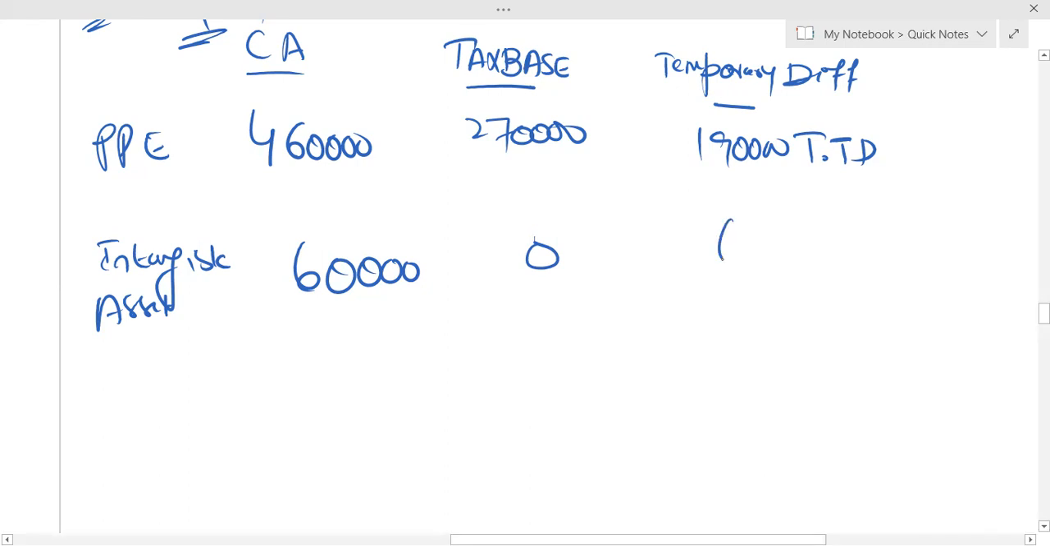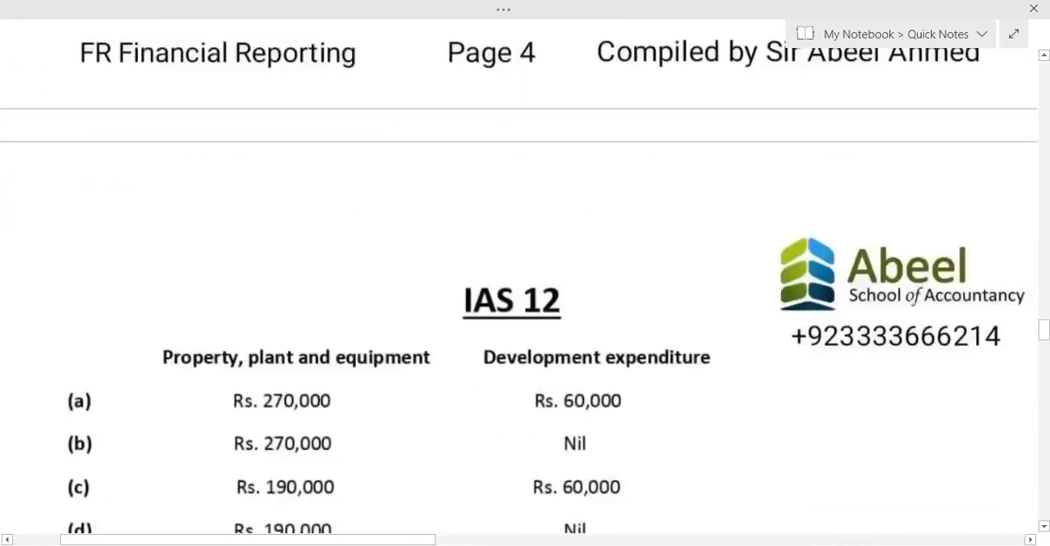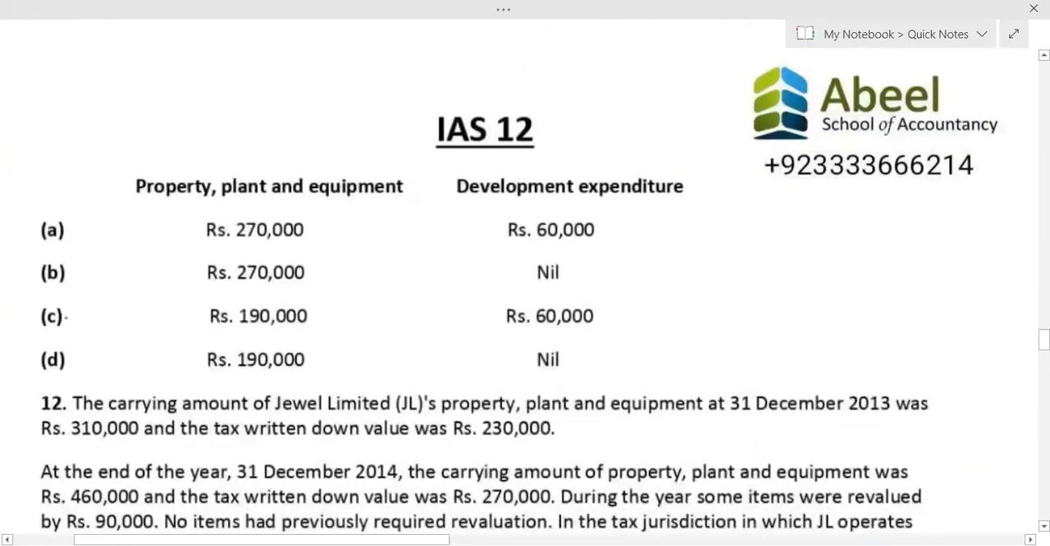So relating to R&D, there's a taxable temporary difference of 60,000. Relating to property, plant and equipment, the taxable temporary difference is 190, and relating to R&D, it is 60. So C.